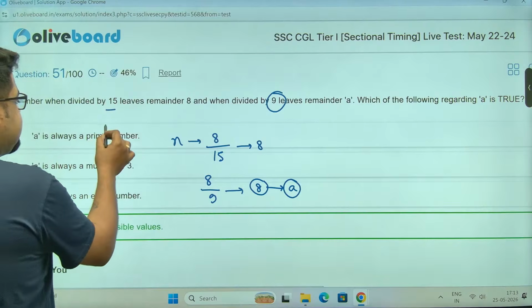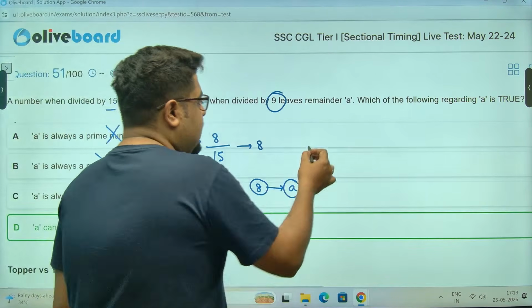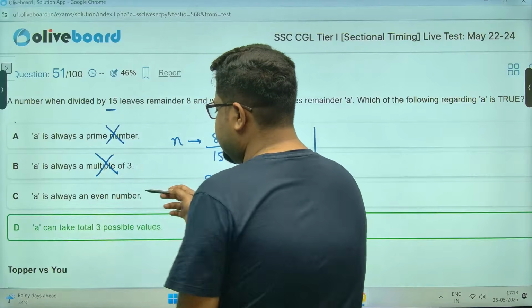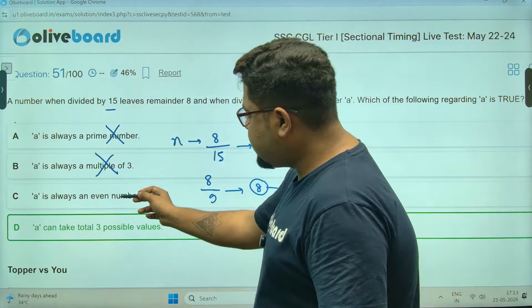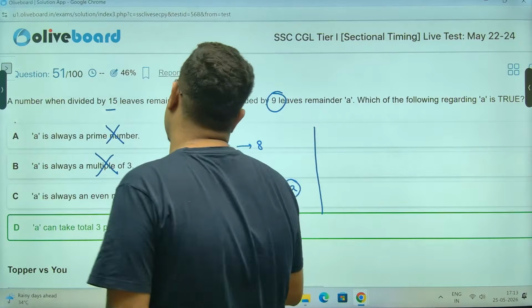Sir, A is always prime number. No, sir. Multiple of 3. No, sir. Now the second, because these two options, option C, option D, still I cannot eliminate. I need to take the next kind of trial.